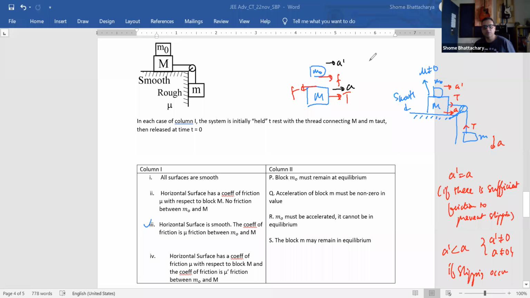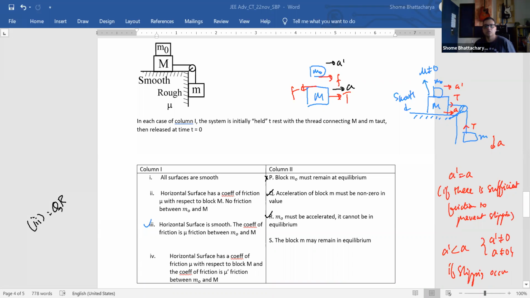Okay, so Prachi, is the third part clear? So M naught remaining in equilibrium is not possible for the third part. Okay, acceleration of block M must be non-zero. That's correct. M naught also must be accelerated. That's also correct. It cannot be in equilibrium. So the third part should go with Q and R. Is it clear, beta?